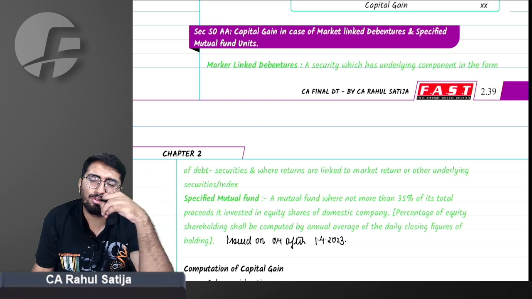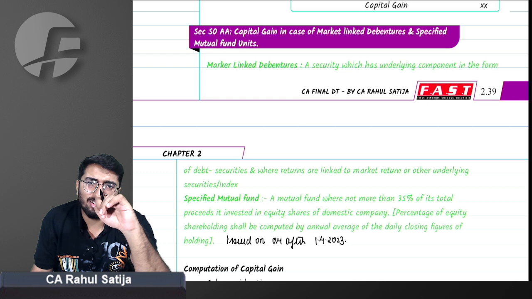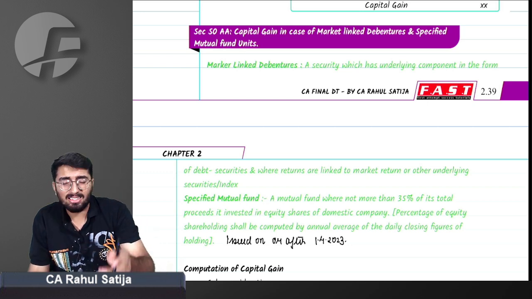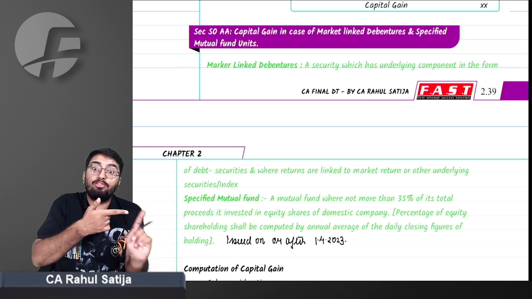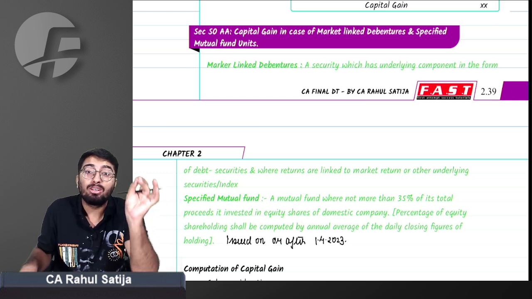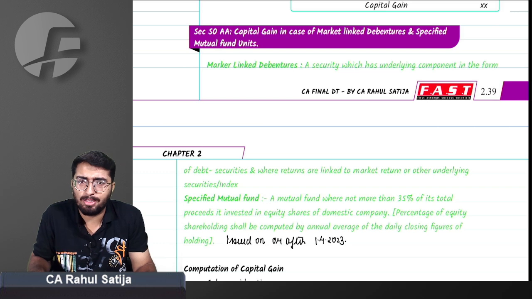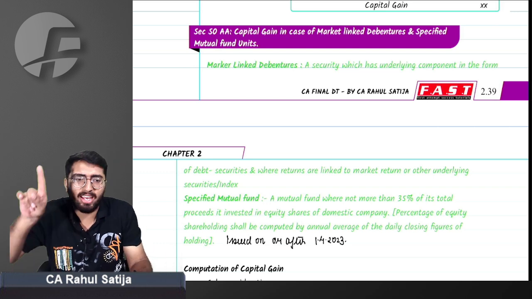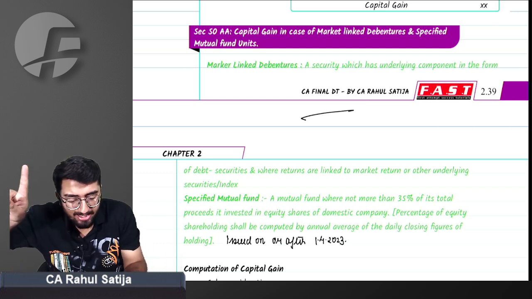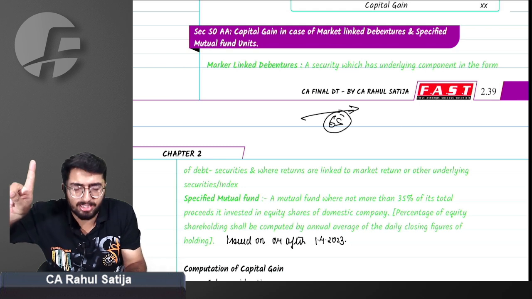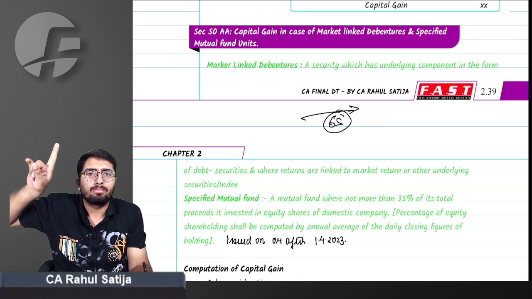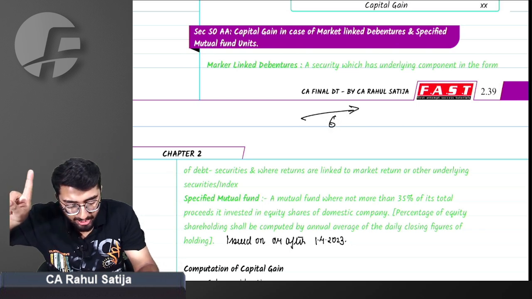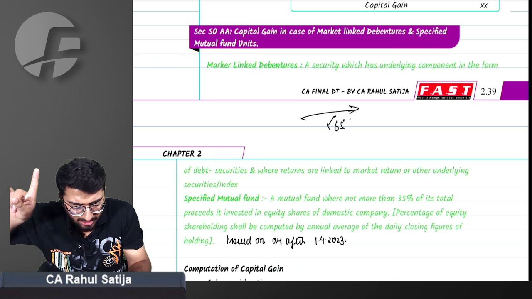Can I say debt oriented mutual funds are specified mutual funds? Right answer, it is not appropriate to say that. Every specified mutual fund will be a debt oriented mutual fund, but not every debt oriented mutual fund will be a specified mutual fund. If you want to classify any mutual fund as a debt mutual fund, less than 65% has to be in equity.